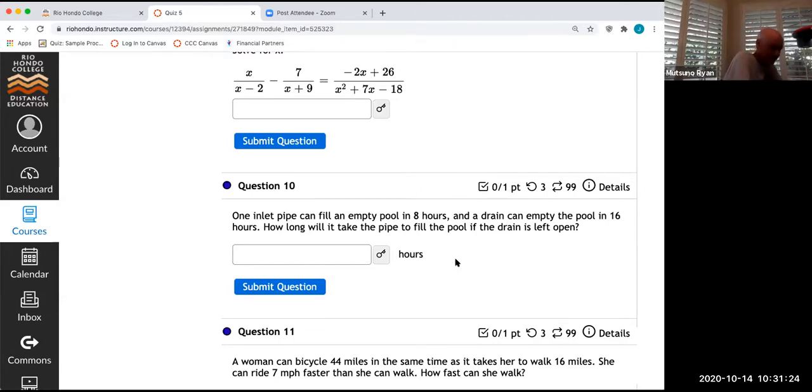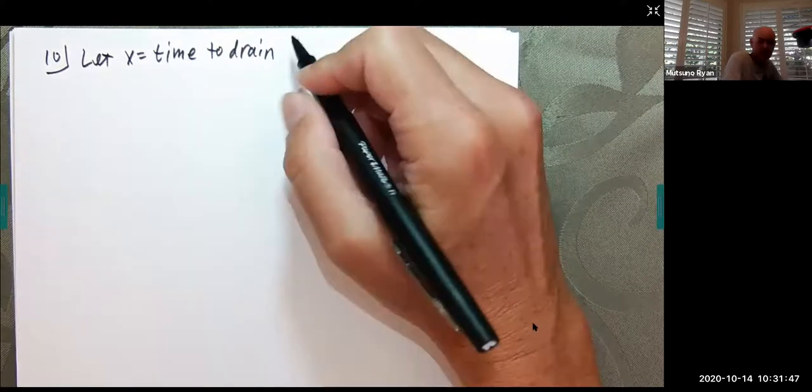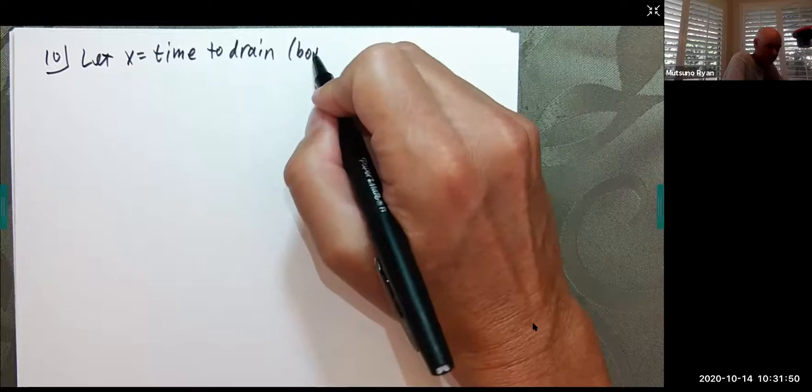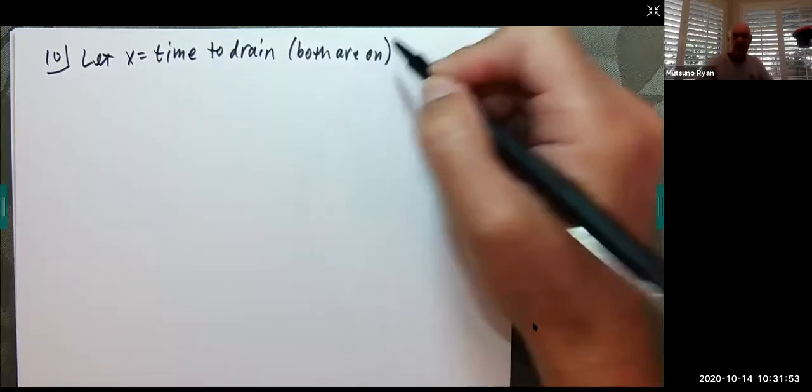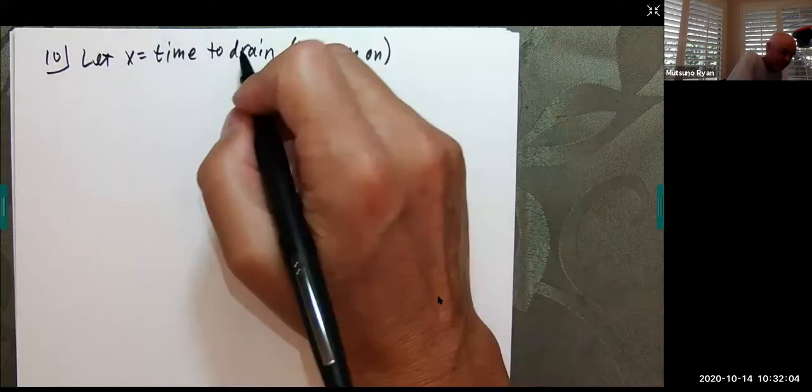So I'm going to let you read through it again. You can pause the video if you need to. I'm going to go back to the other screen. And I'm going to let x equal the time to fill. And this is, both are open. Meaning the inlet is putting water in and the outlet is letting it out. I'm not drain, fill, pardon me.